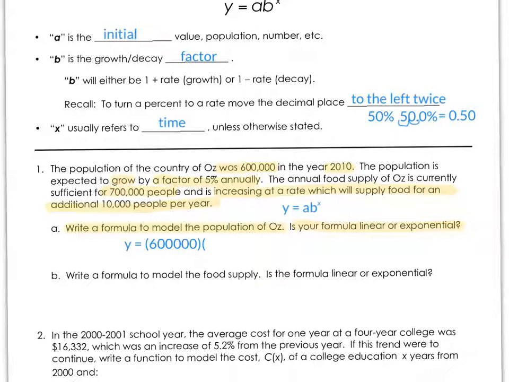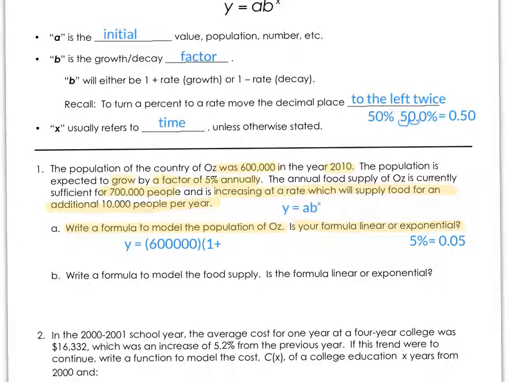So in order to do this, I have to look up here in my directions where it said b will either be 1 plus the rate for a growth or 1 minus the rate for a decay. Since this is a growth, it's definitely going to be the 1 plus. So 1 plus, and then we have to fill it in with the rate. But I can't put the 5% in there. That doesn't make sense. So off to the side over here, I'm going to say, okay, well, they had 5%. But I can't put that into my formula, so I'm going to have to change it to a decimal. So that's going to have to be the 0.05.